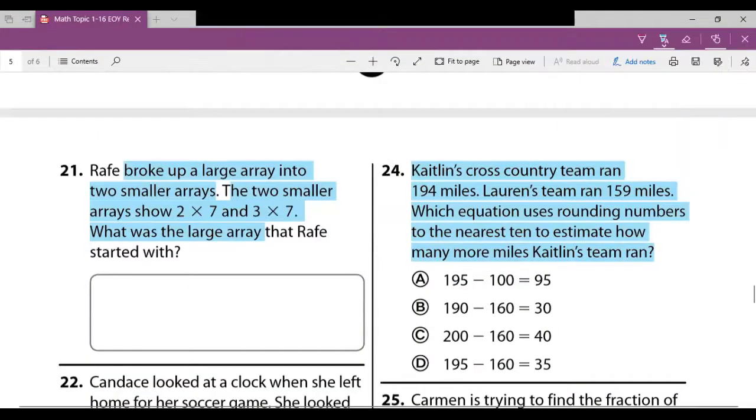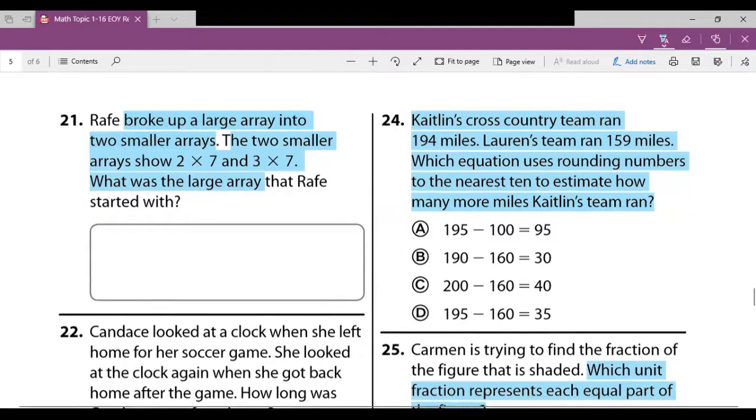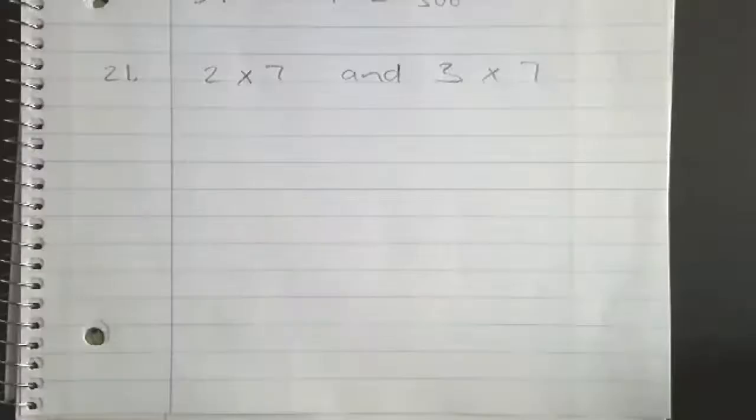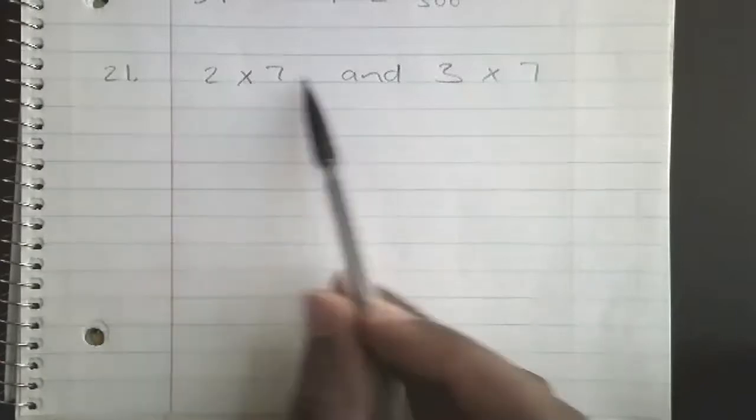All right, our next question, number 21, it says, Rafe, I'm gonna go with Rafe, okay, works with me, broke up a large array into 2 smaller arrays. The 2 smaller arrays show 2 times 7 and 3 times 7. What was the large array that Rafe started with? Okay, so I'm gonna flip my camera here so you can see. Now with this question, they gave us the 2 smaller arrays. They gave us the 2 times 7 and, keyword, 3 times 7, okay? And then they wanted to know what the large array was.